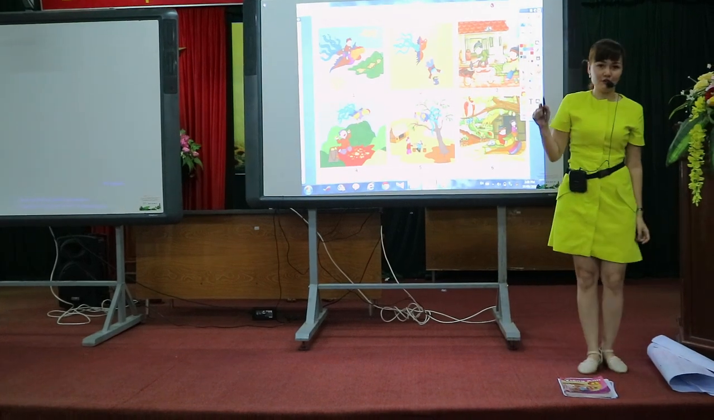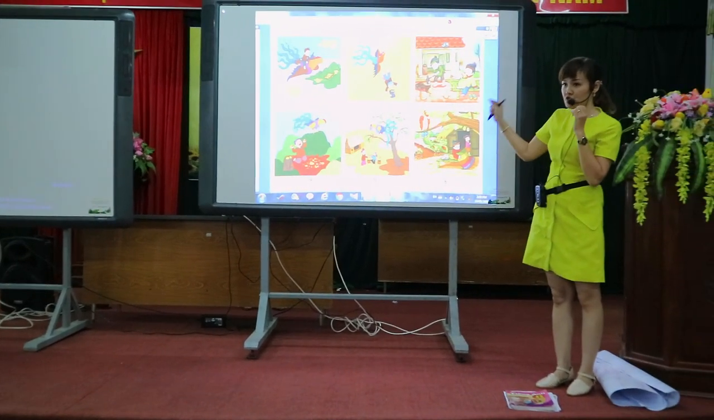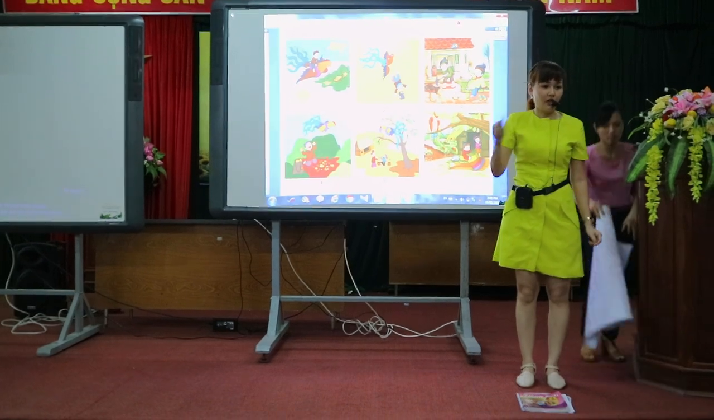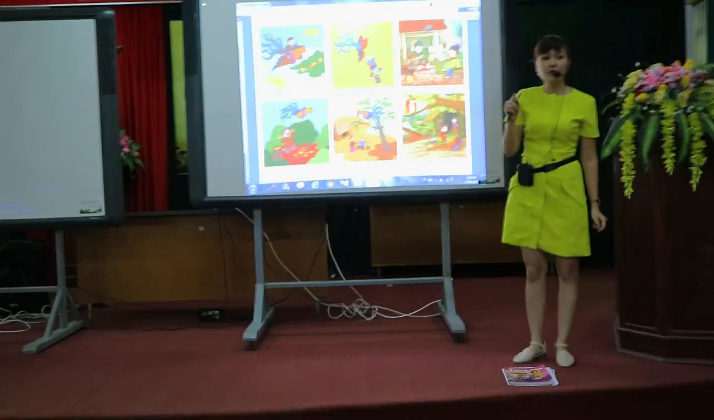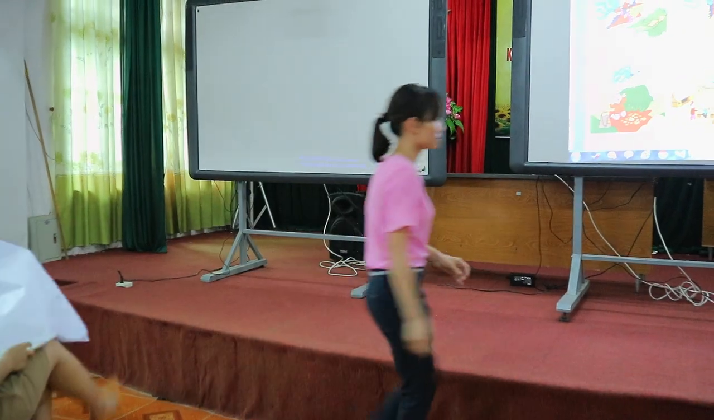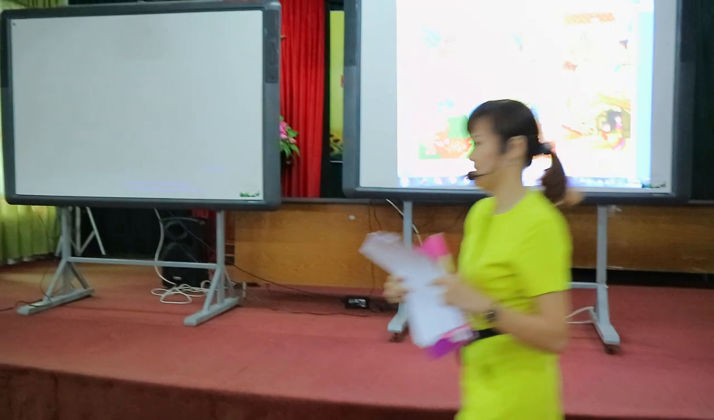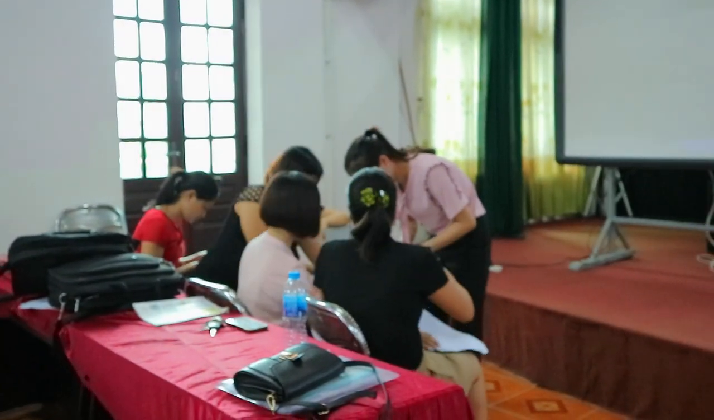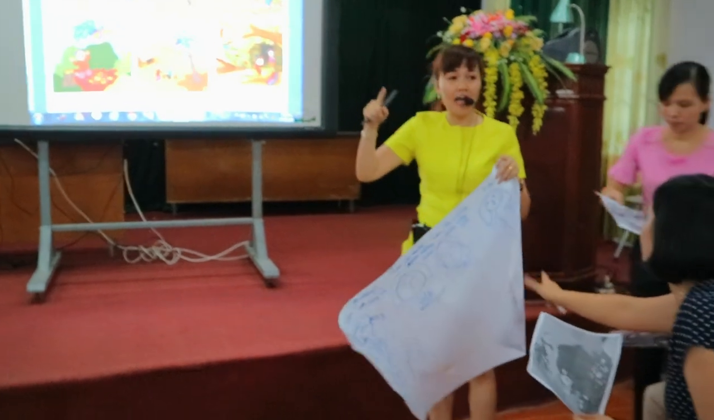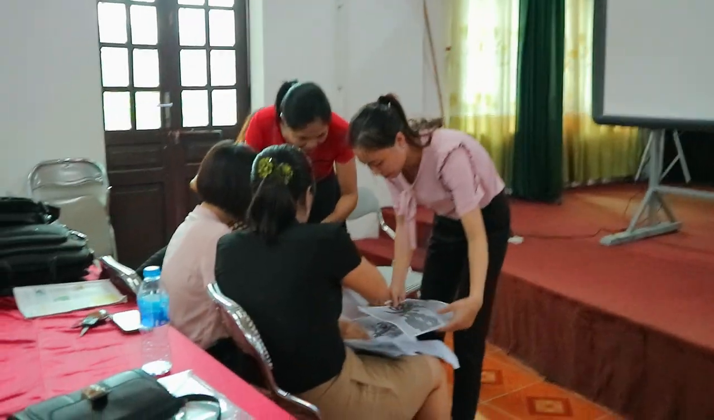Okay, I have a task for you. You're going to rearrange the pictures in the right order. I will divide you into two groups, group one and group two. Each group will receive a set of six pictures. Here you go. Because all of you already know this story, now let's recall. You have to glue the pictures to the big paper here. Remember that you have only 30 seconds.